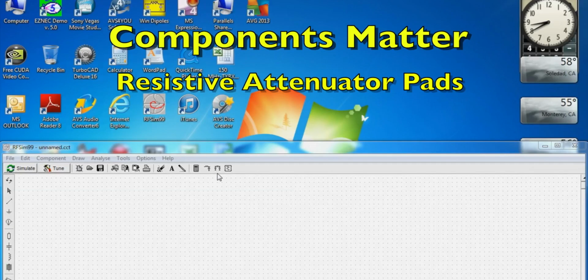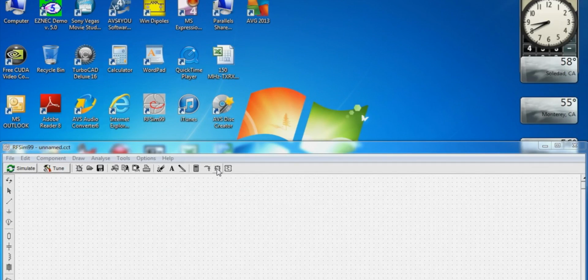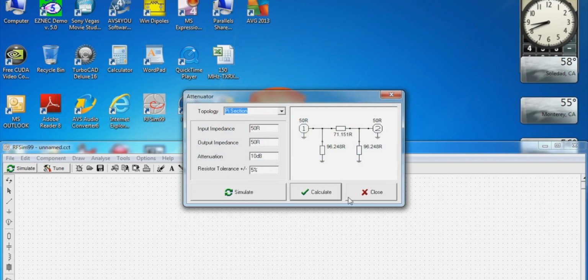I'm going to look at a pi pad here by using RF Sim 99, which is downloadable from the internet for Windows computers. Here we have a 10 dB attenuator. These are the values that are calculated, but the subject at hand is 20 dB, so we'll make this 20 and hit calculate here, and it changes. So we need about 250 ohms, 60, and 60. So parallel 120s would give us 60 in both of these cases.